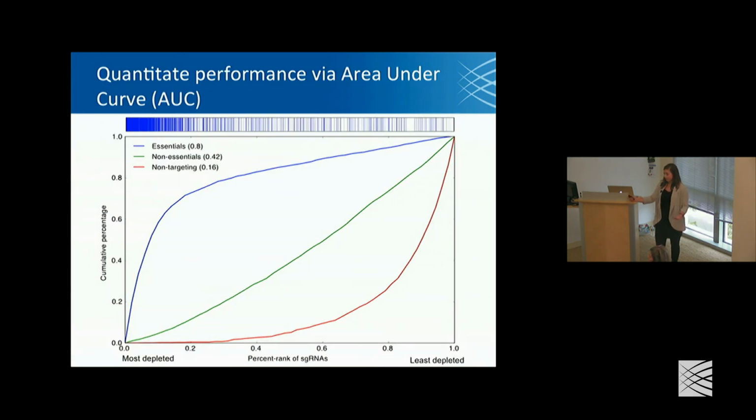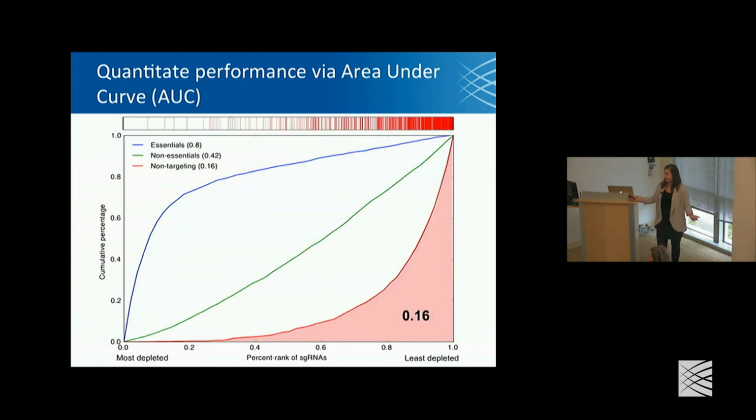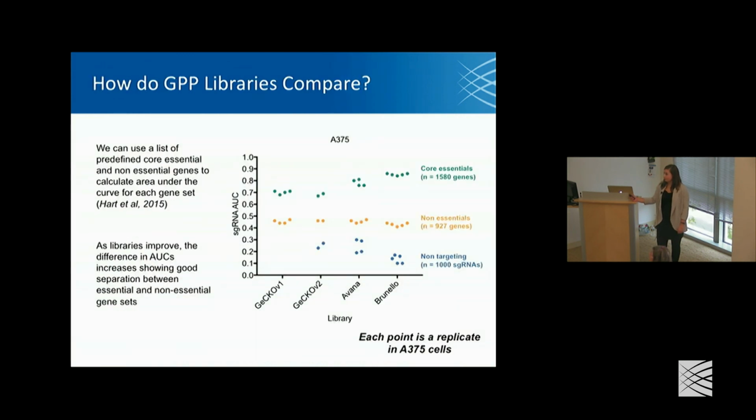So we then take these predefined gene sets and we will then plot the percent rank of guide RNAs against the cumulative percentage of the guide RNAs in that set. And we then will find the area under the curve. So here you see the essential genes have an area under the curve of 0.8, whereas your non-targetings would have an area under the curve of 0.16. And we then plot these areas under the curves to see how libraries can compare against each other. And as library design improves, you would expect to see increased separation between your core essential and your non-essential genes. And we're going to refer to this as delta AUC.